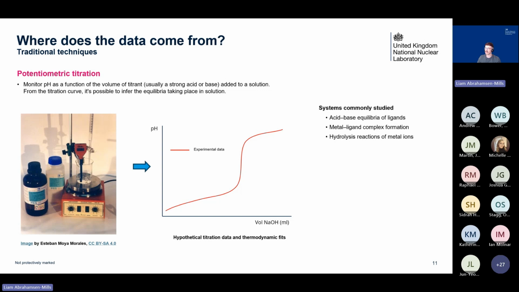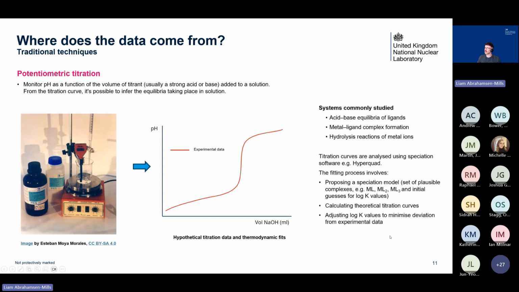So some of the oldest techniques to derive these kinds of data include titrations, so the careful mixing of solutions and monitoring of changes, one of which is monitoring the pH, so it's potentiometric titration, when two solutions are mixed together. And these produce quite distinctive titration curves that can look like this drawing in the middle here. And the way that we can derive thermodynamic data from these titration curves is by using some speciation software that allows us to fit model data to our experimental data.